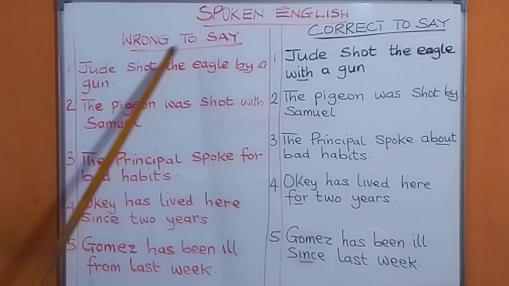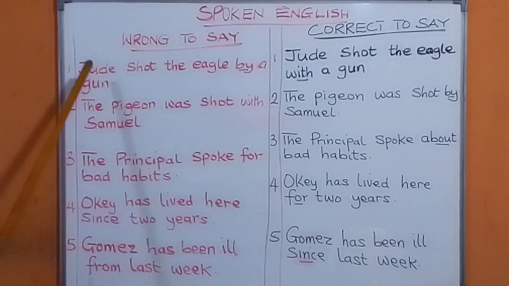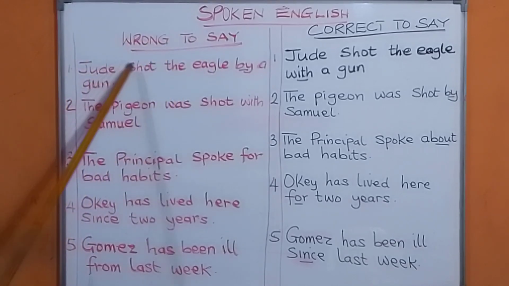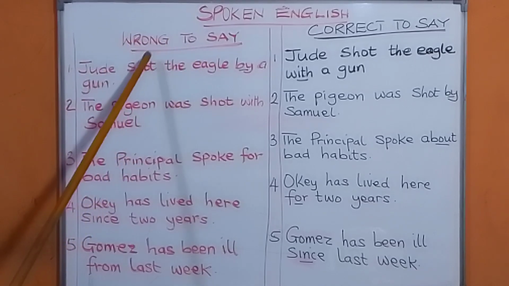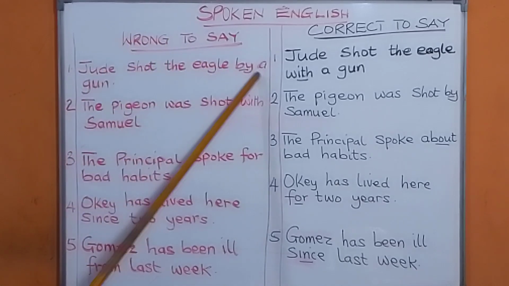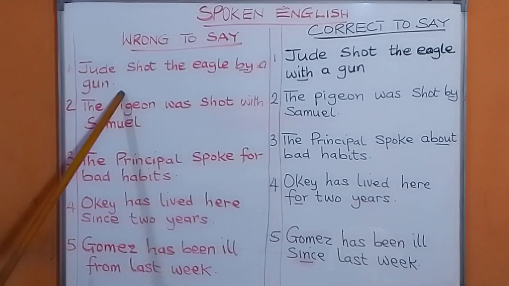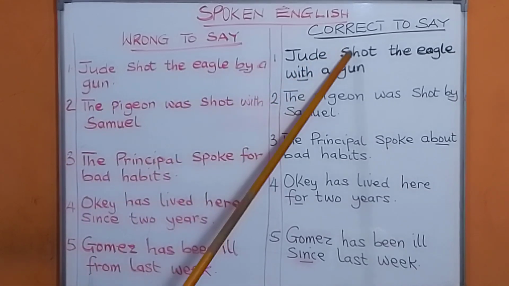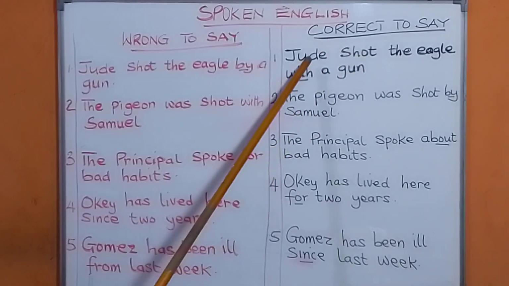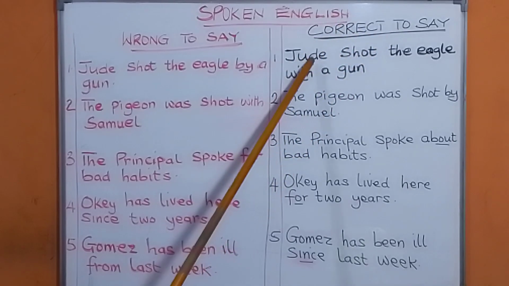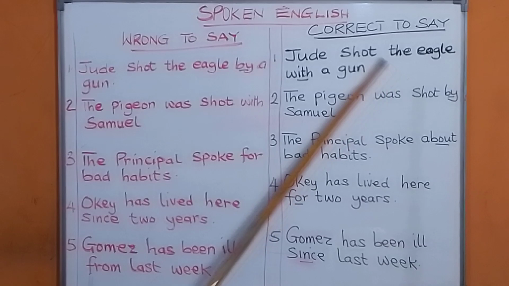Wrong to say. Remember, in red. Wrong to say: Jude shot the eagle by a gun. It is wrong to say, Jude shot the eagle by a gun. The correct way to say that is: Jude shot the eagle with a gun.